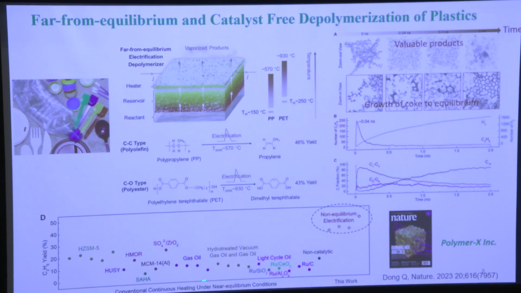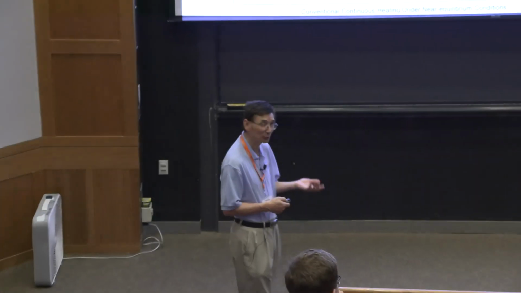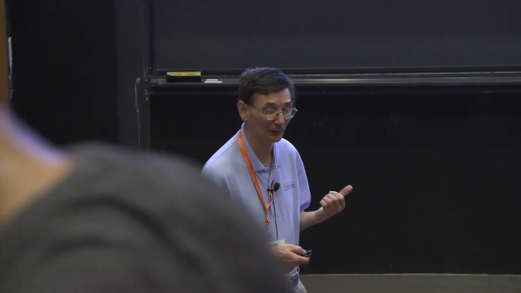So you can see that this is polypropylene conversion, and these are all the different other methods in the literature or industry. They either generate below 10%, or some with catalysts generate barely 20%. And we can go to 46% by using non-equilibrium manufacturing. This is the example I tried to show you, that by manipulating the chemical non-equilibrium, you can do something that you could not do before. This is the advantage of electrified manufacturing.